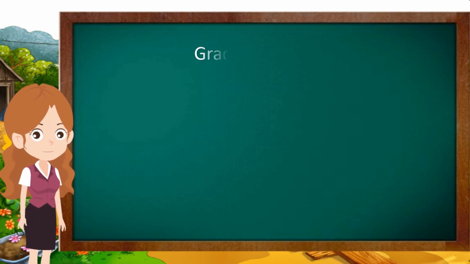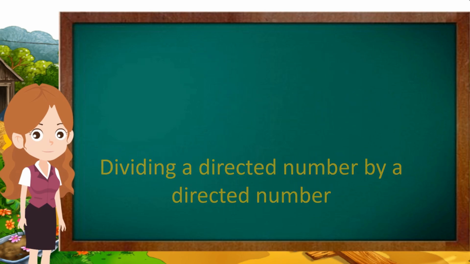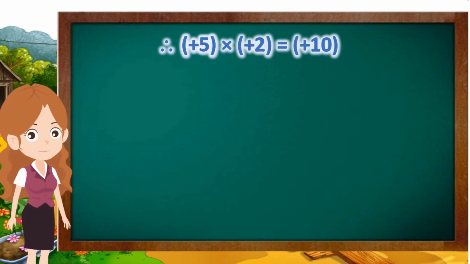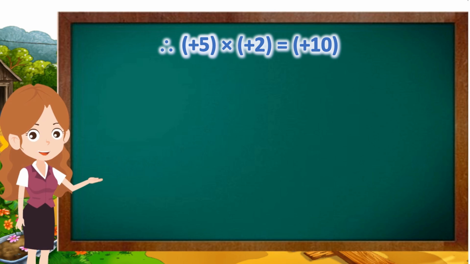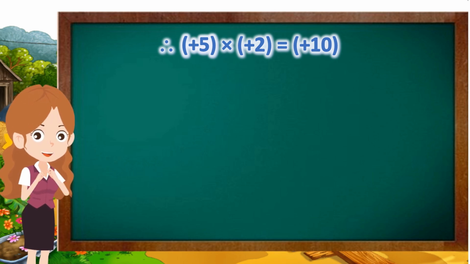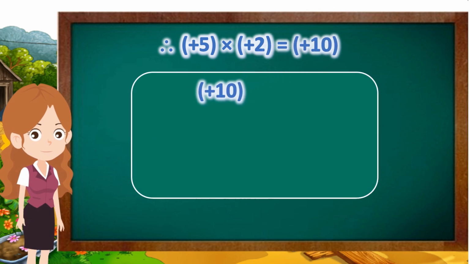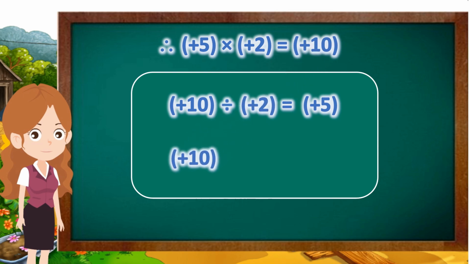Good, my children. Today we will look at dividing a directed number by a directed number. My dear children, you have already learned that when plus 5 is multiplied by plus 2, the answer is plus 10. Accordingly, my dear children, dividing the plus 10 by plus 2 gives the answer plus 5. Also, when you divide the plus 10 by plus 5, you get plus 2 as the answer.